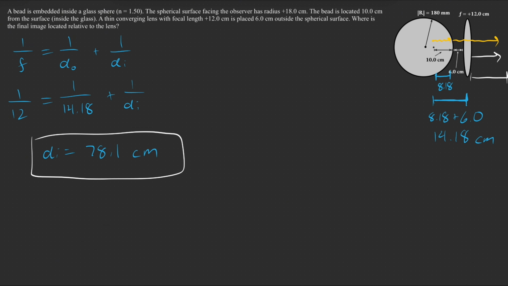So it would be 78.1 centimeters to the right. So the answer to this question in word form would be the image caused by the refracting surface on the lens appears 78.1 centimeters to the right of the lens. And that would be the answer to this problem.